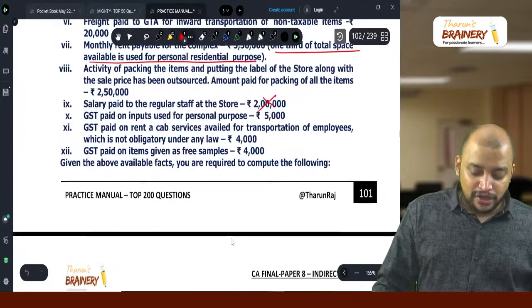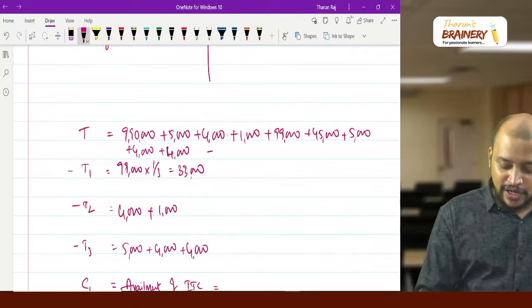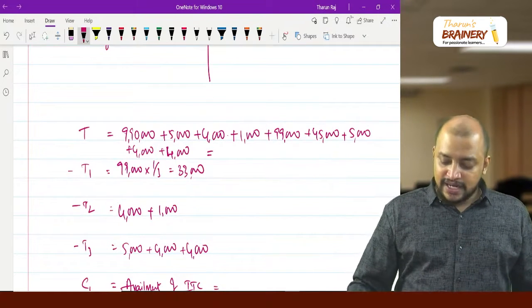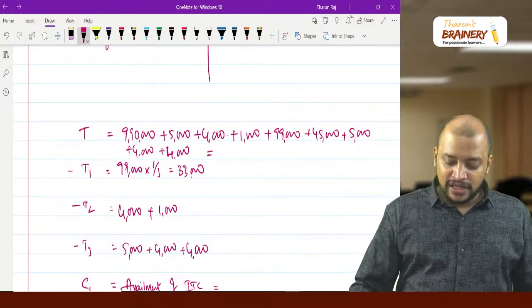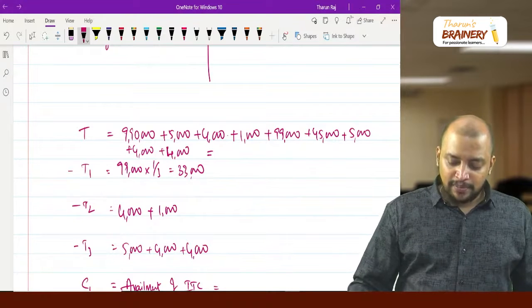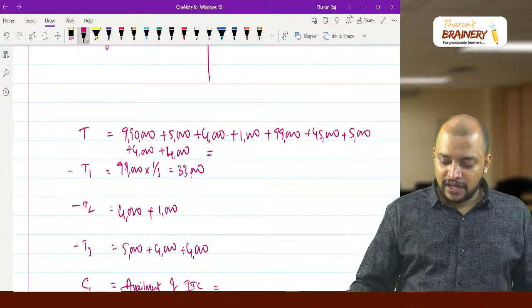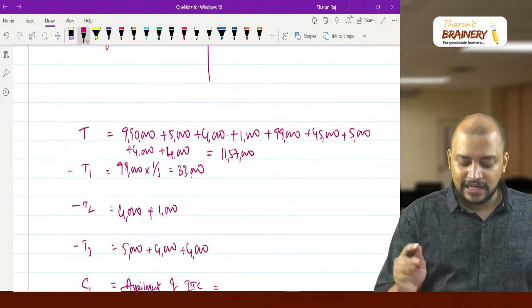Now you are required to compute the following. First let's prepare the totals. So for T you take 9,90,000 plus 5,000 plus 4,000 plus 1,000 plus 99,000 plus 45,000 plus 5,000 plus 4,000 plus 4,000. So that will be 11,57,000 is T.